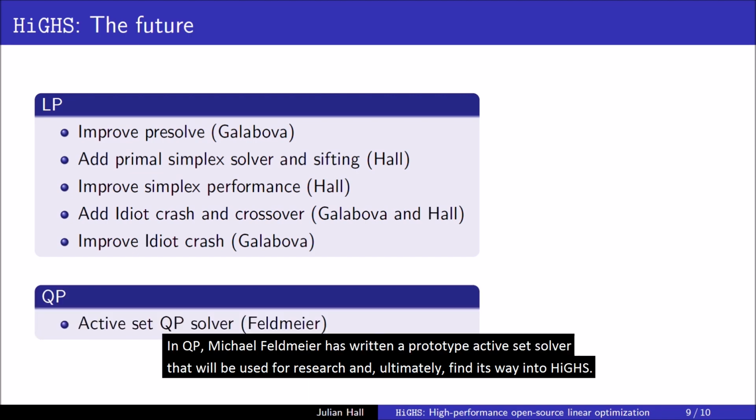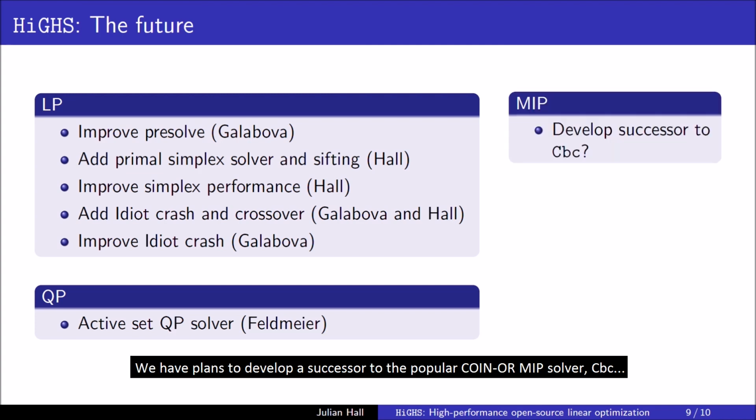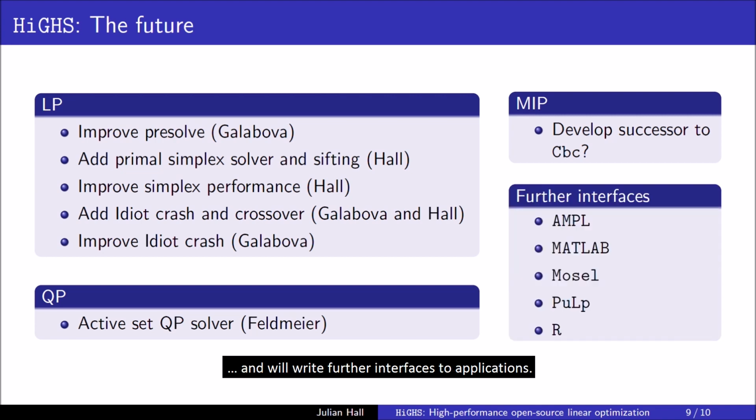In QP, Michael Feldmeyer has written a prototype active set solver that will be used for research and, ultimately, find its way into HiGHS. We have plans to develop a successor to the popular CoinOR MIP solver, CBC, and will write further interfaces to applications.